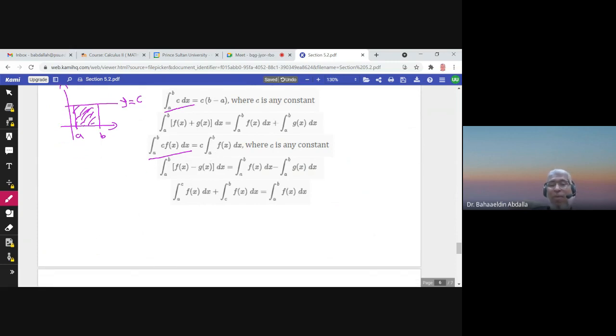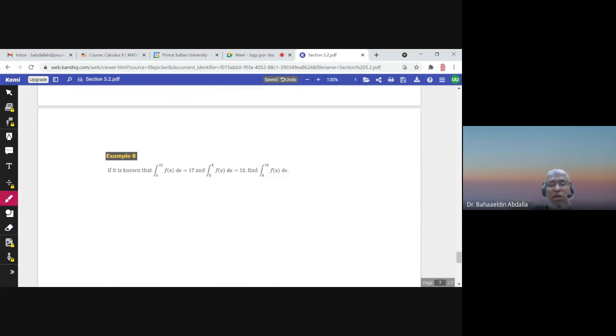The last one: the integral of f of x from A to C plus the integral from C to B is the integral from A to B, which means you can distribute. If you want to find the integral from A to B, you can put C here in the middle, find the integral from A to C plus the integral from C to B. It will give you the same answer. It would be this area plus this area. So these are properties of the definite integral.